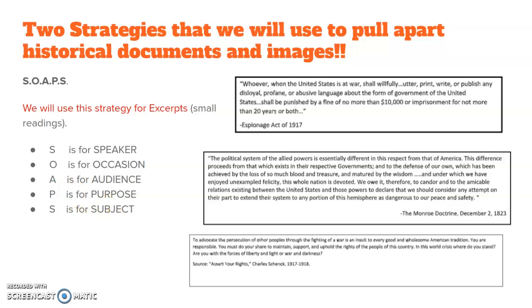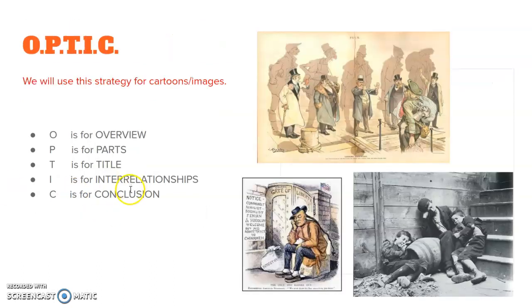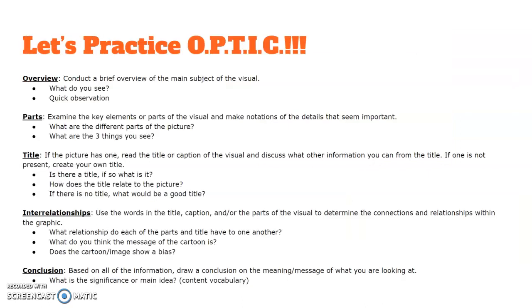We use these for readings. OPTIC, on the other hand, we use for visuals. O stands for overview, P stands for parts, T stands for title, I stands for interrelationships, and we'll talk more about that one later. It's a little bit tricky. And C is for conclusion. So now, I want us to go ahead and practice OPTIC, okay? You will be provided with a card that looks just like this. It will ask you the same questions, and when you actually work on an OPTIC, you will ask these questions.